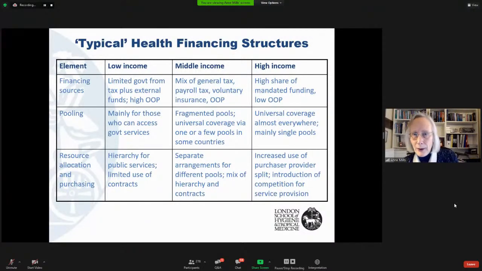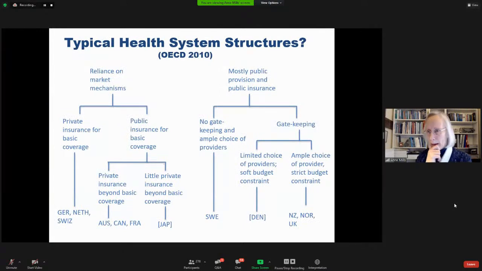So the question now, I've really just talked about the health financing function. Well, what about the health system structure as a whole? And here things get really difficult. If it's difficult to classify countries based on their health financing structure, it's even more difficult to produce a classification based on the entire health system. And I show you here one developed for the OECD in 2010, which I find is quite interesting.